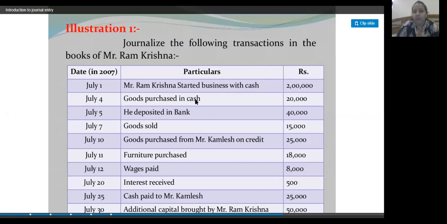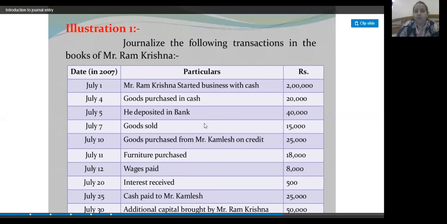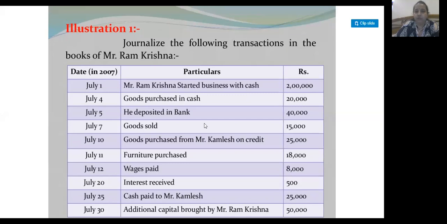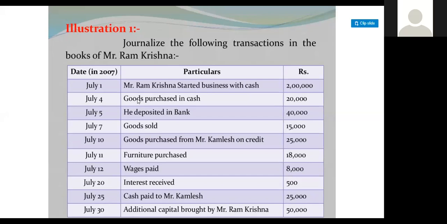Just anyone speak the rule of real account. Debit what comes in, credit what goes out. Okay. Now, tell me what is coming in. Goods. Goods are coming in, that means goods will be debited. And what is going out? Cash. Cash is going out, so cash will be credited.